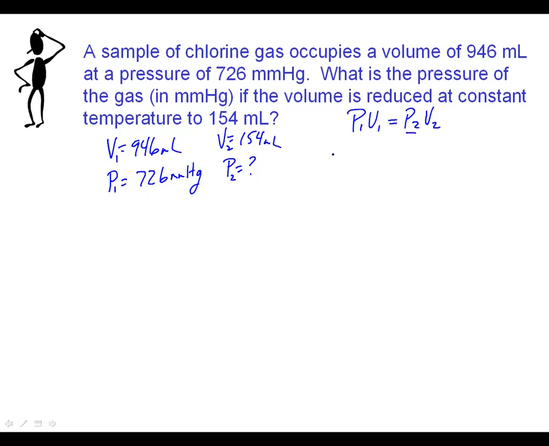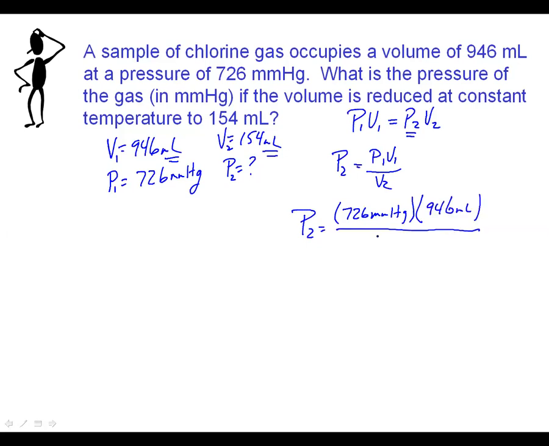So to solve for P2, we would divide V2 to the other side. And we would want to put it in correctly. We do have milliliters on both of these volumes, so that's good. So P2 would equal our P1, which is 726 millimeters of mercury, our V1, which is 946 milliliters, divided by our V2, which is 154 milliliters. The milliliters and milliliters will cancel. We will be left with millimeters of mercury, which is good because that's a pressure.